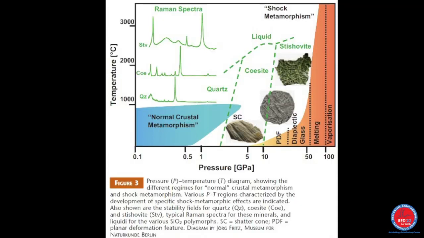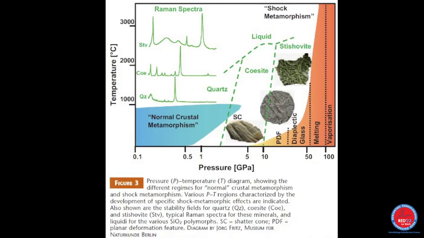So here you can see how the impact metamorphism compares to the metamorphism in normal life. You can see here the plot of pressure versus temperature, and all the normal geology, including the very deep down geology that we have on Earth, is happening within this area of about one, maybe a couple of gigapascals, and temperatures up to about 1,000 degrees, because if you get above 1,000 degrees, you melt your rock, so you kind of lose the information.